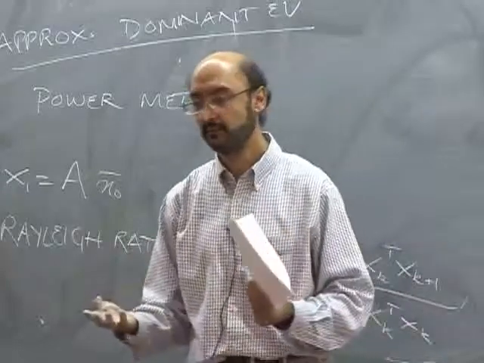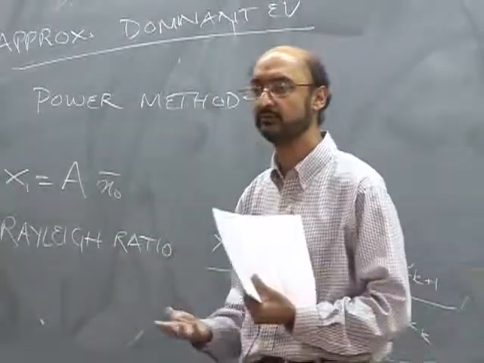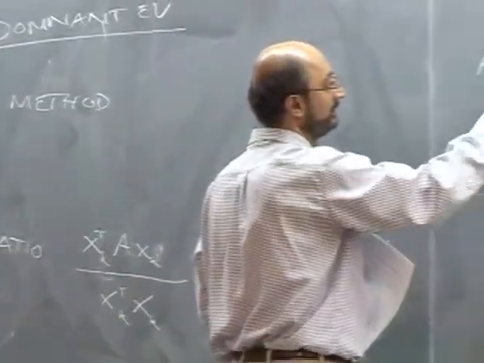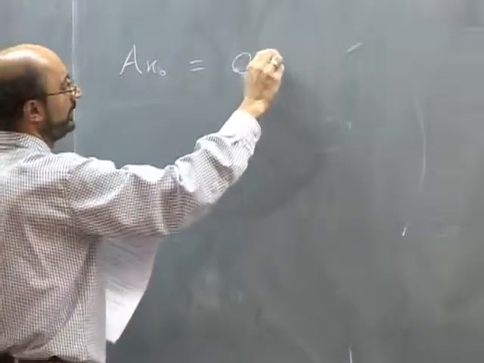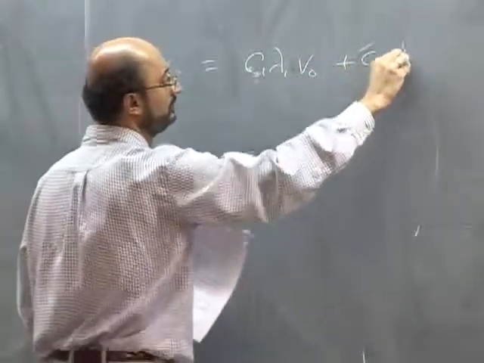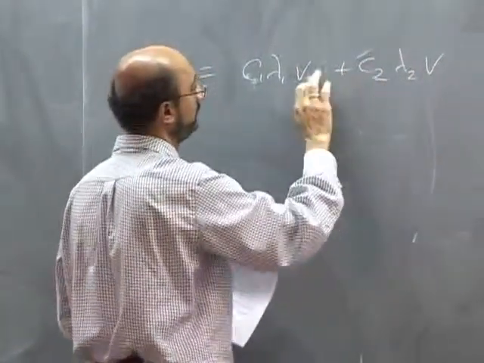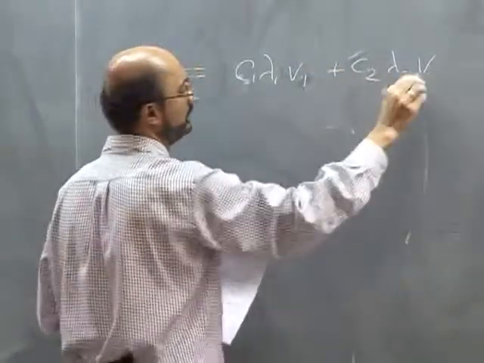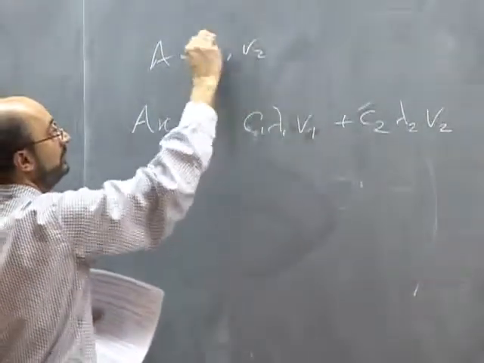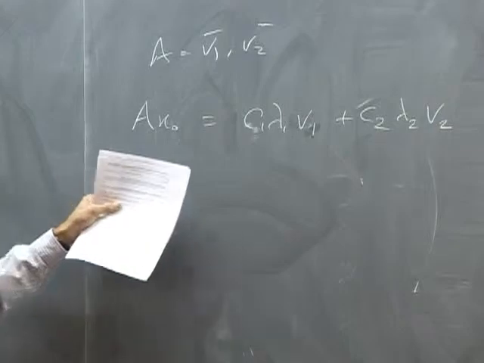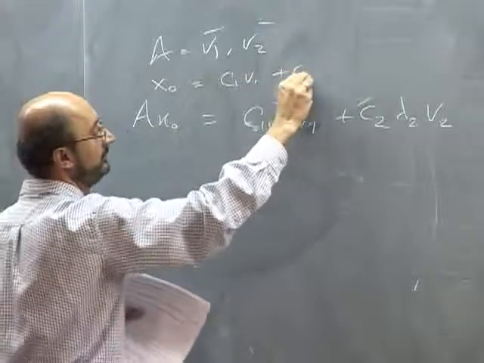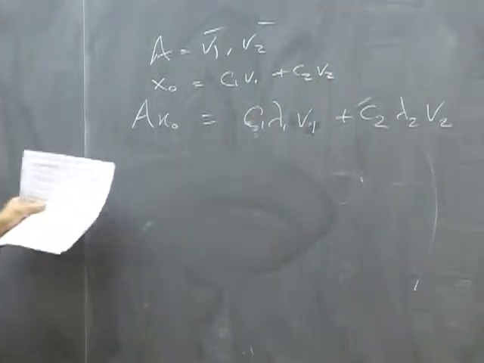Right? It's scaling it up by the values lambda 1 and lambda 2, so 2 eigenvalues in 2 dimensions. So let me just write that down. Ax0 is going to be nothing more than c1 lambda 1 v1 plus c2 lambda 2 v2. If the eigenvectors of A are v1 and v2, then applying A to x0, where x0 can be written as c1 v1 plus c2 v2, then Ax0 is nothing more than this, right?